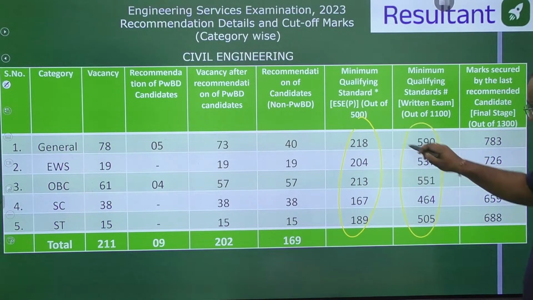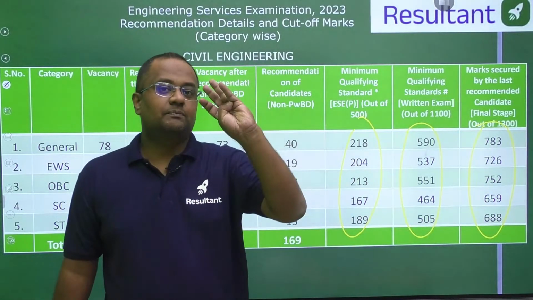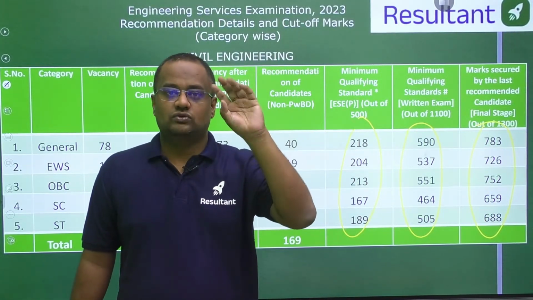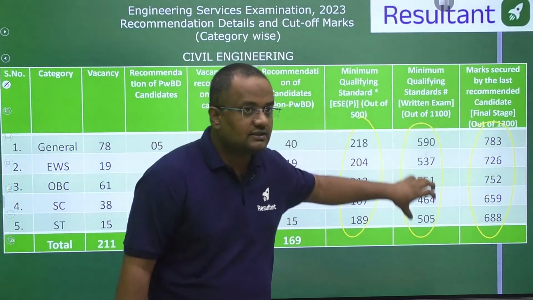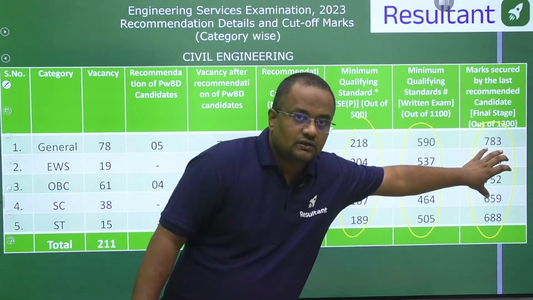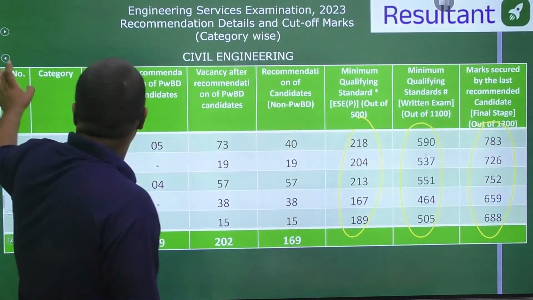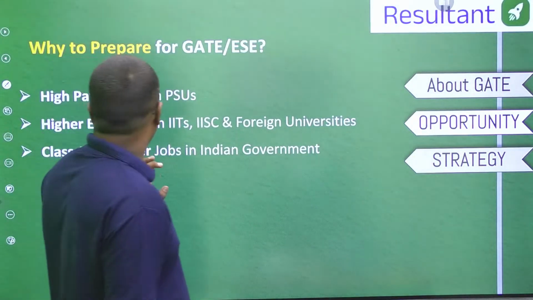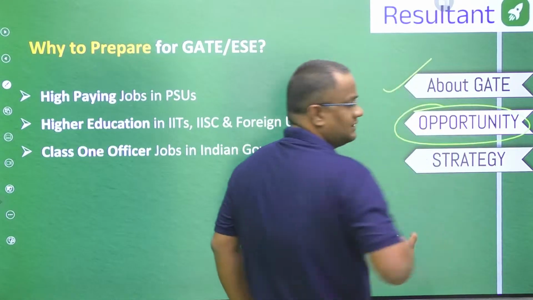This is the cutoff, and out of the 1300, 500 is prelims, 600 is mains, and 200 is interview. So total 1300 marks. Out of 500, this is the cutoff. Out of 1100, this is the cutoff, and out of 1300, this is the cutoff, guys, for civil engineers. Okay. Now, as I told you that this is over, now opportunities I'll be telling you in 5 minutes.